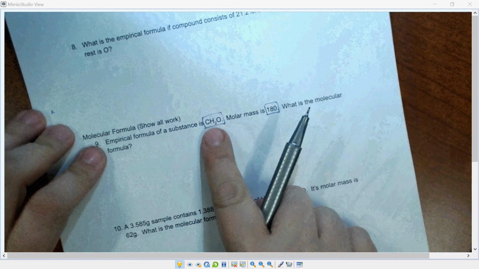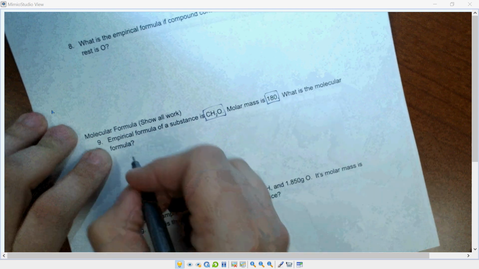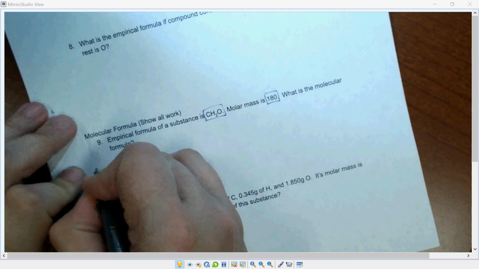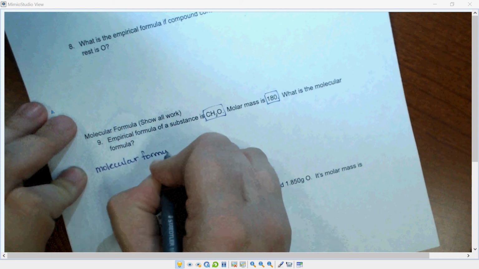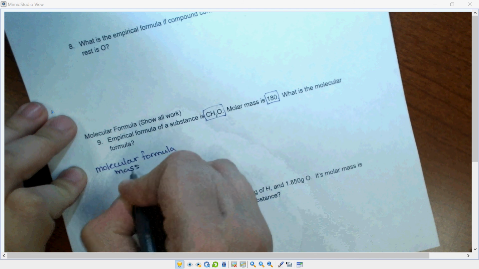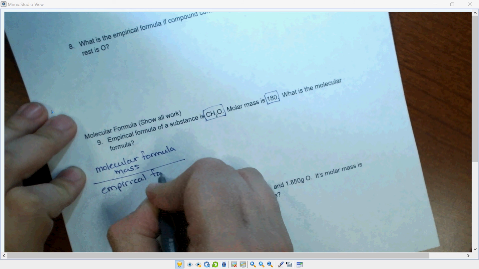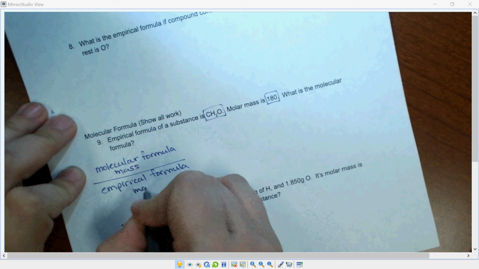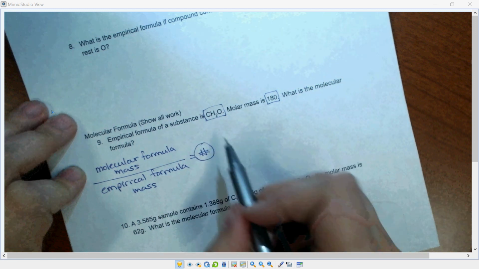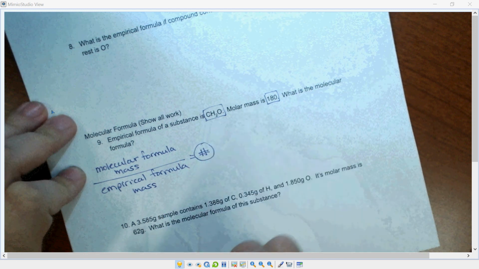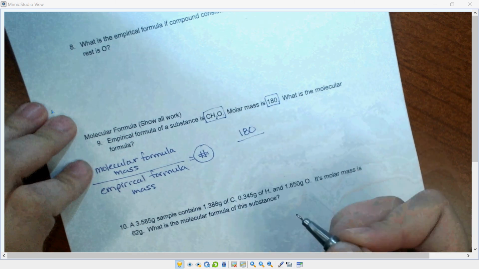So here we know the empirical formula, and we know the molecular mass. To find the molecular formula, all you have to do is take the molecular formula mass divided by the empirical formula mass. When you do that, you're going to get a number. That number tells you what you have to multiply all your subscripts by. The molecular formula mass is given to us. It's 180 divided by the empirical formula mass.